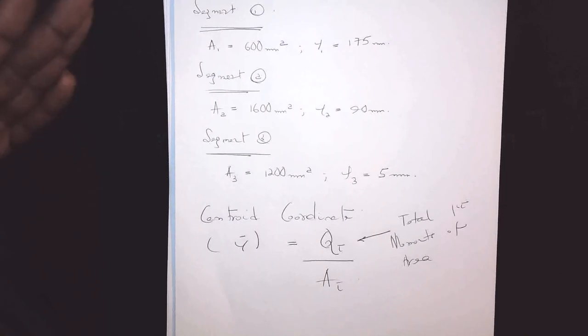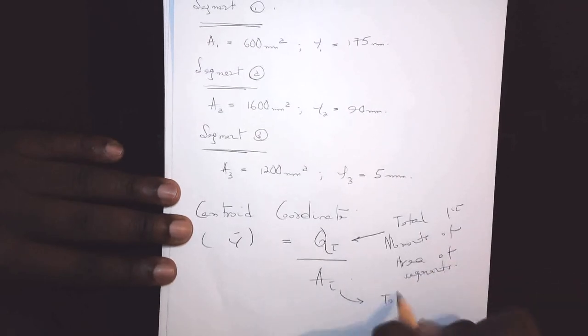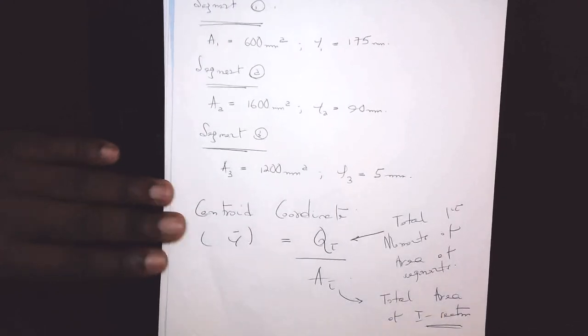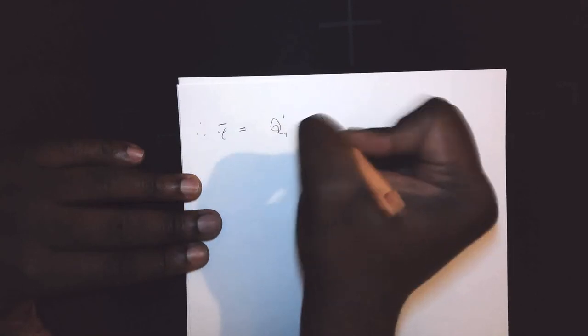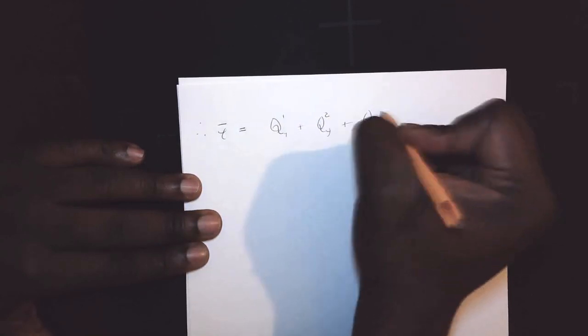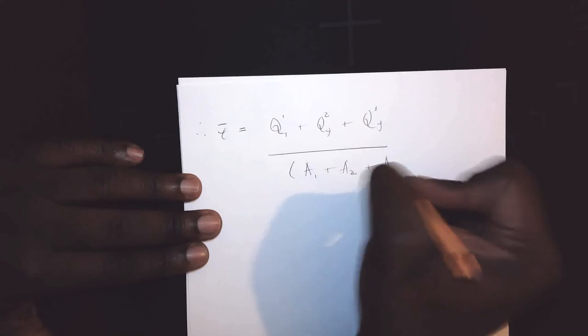From 2D, 3D, and a set of instances, we'll look at using the equation for such an example. AT is the total area of the section. Right, so that's fairly straightforward. Therefore, Y bar is equal to Q1 plus Q2 plus Q3, over A1 plus A2 plus A3.